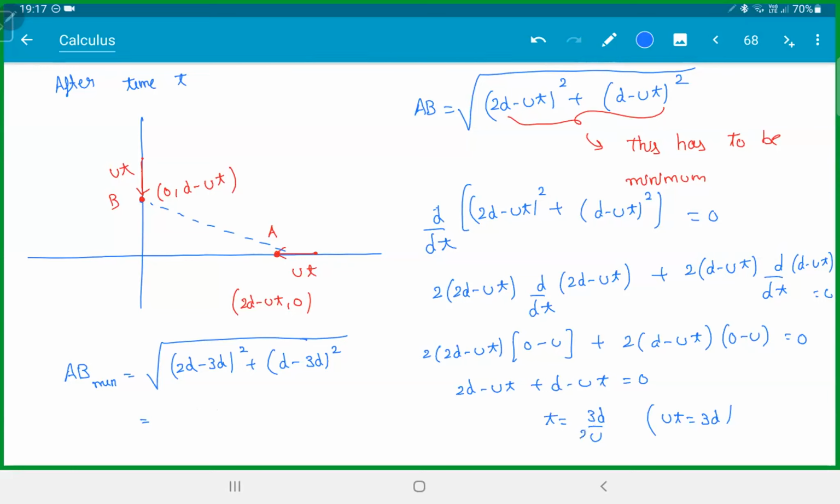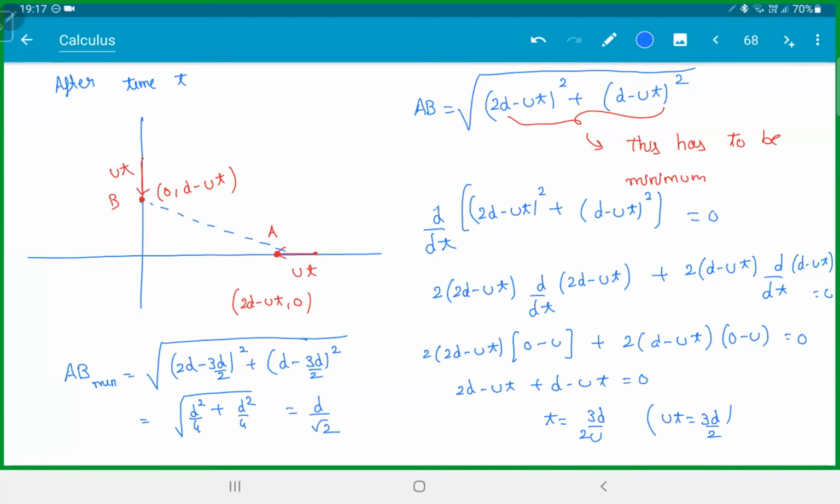That will be (d by 2) whole square, d square by 4 plus d square by 4, the root of which is d by root 2. That's your answer: d by root 2. Time is 3d by 2u. So the minimum distance is d by root 2.